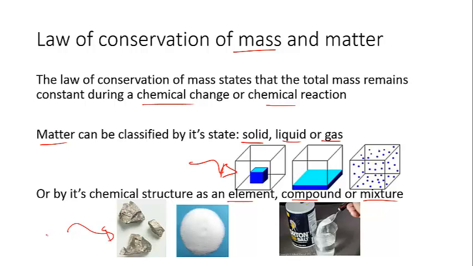This is an example of an element. This is sodium metal. This is an example of a compound, sodium chloride. And this is an example of a mixture. And what we have here is sodium chloride being dissolved into water.